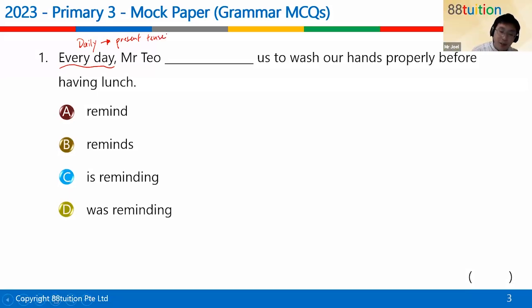So over here, Mr. Teo is also singular, right? Mr. Teo is one. There's only one subject here. Mr. Teo is singular. So the answer must be B. Mr. Teo reminds us to wash our hands properly before having lunch. Oh, here comes Anne. Okay. So for this one, the answer is B. All of you got it right, except for Shiloh. I think Shiloh got it wrong, unfortunately. So I'll just mark this one as B first.